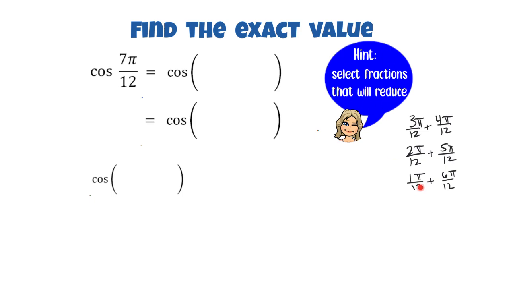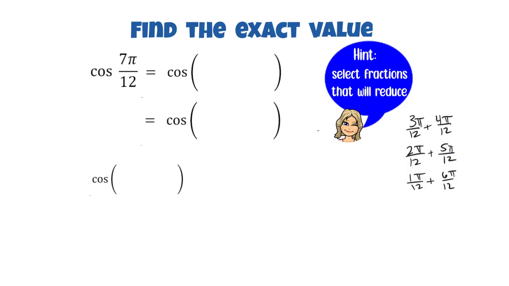For instance, pi over 12 doesn't reduce, and I don't know what the cosine of pi over 12 is. Now 6 pi over 12 does. That would reduce to pi over 2. I know pi over 2, that's like 90 degrees, right? I can do sines and cosines. But if this one doesn't reduce, this is not going to work. 2 pi over 12 would reduce to pi over 6. That's on my unit circle. I could do that. But 5 pi over 12 does not.